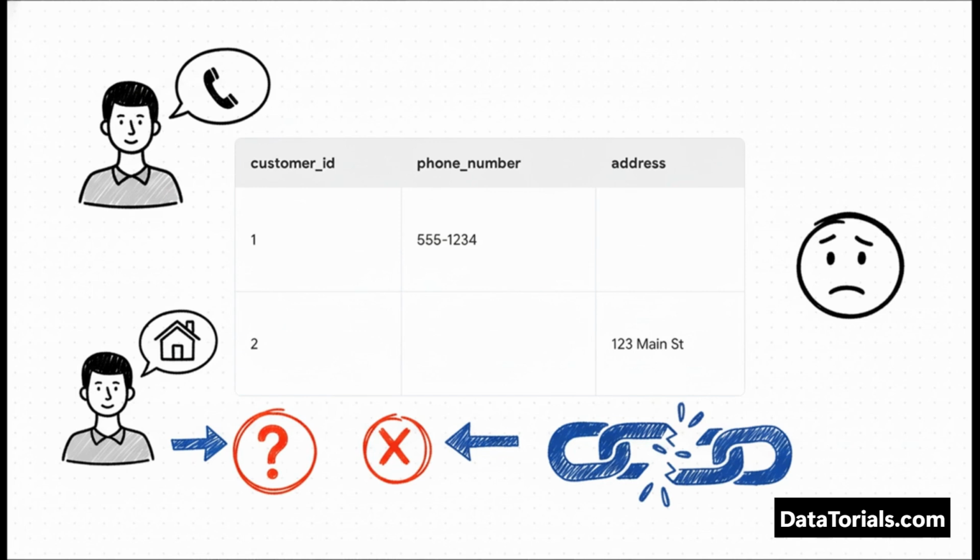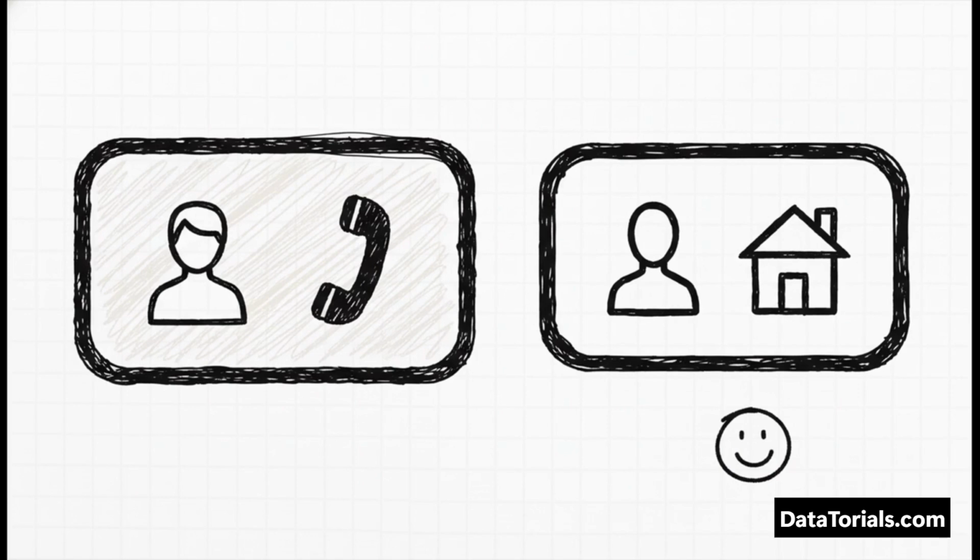It's just clunky. And this is the brilliant solution, using a format called JSON. Look closely here. Instead of a rigid table, we have two flexible records. Notice something? There are no empty fields. The first customer record only has a phone_number because that's all the info we got.